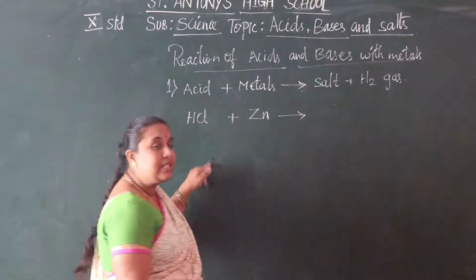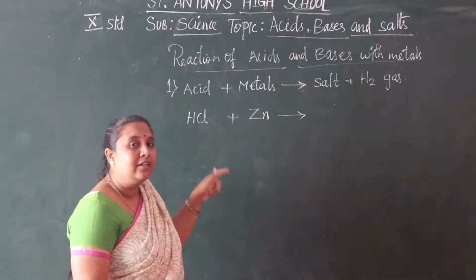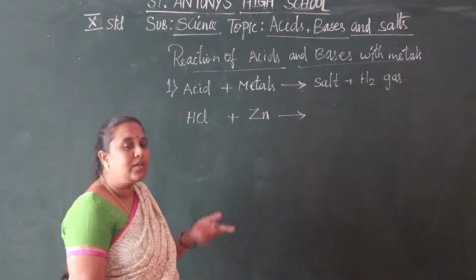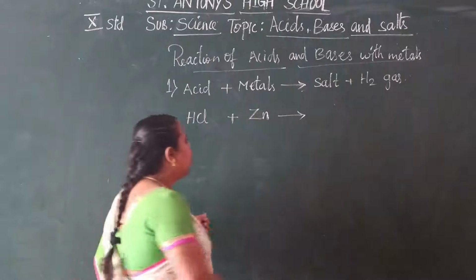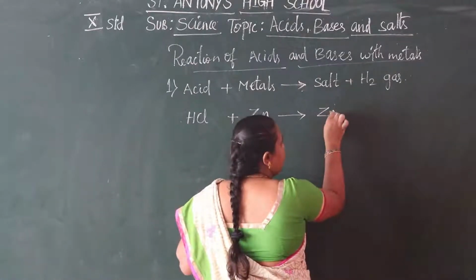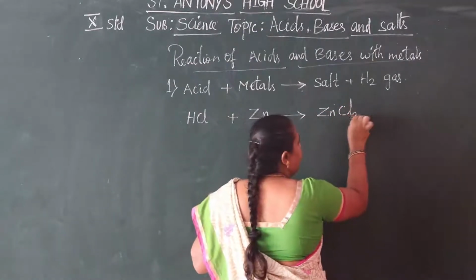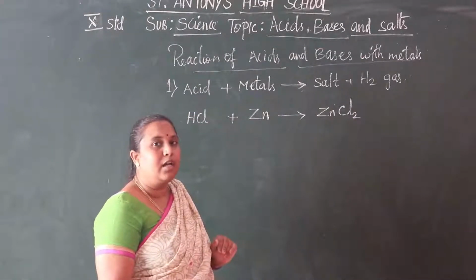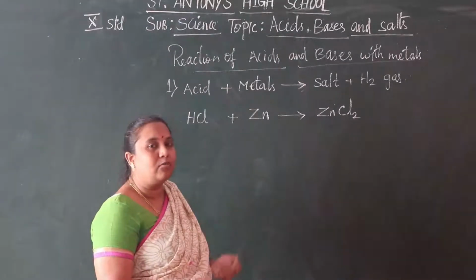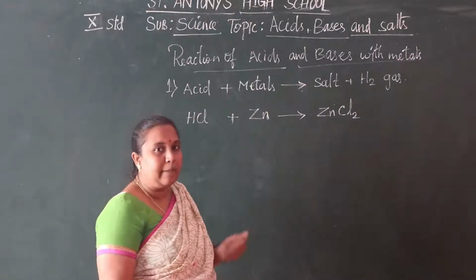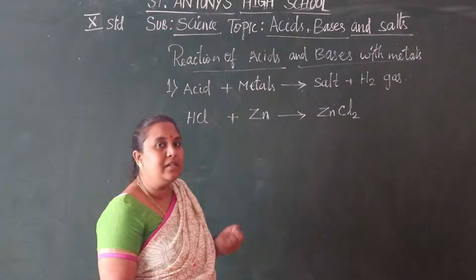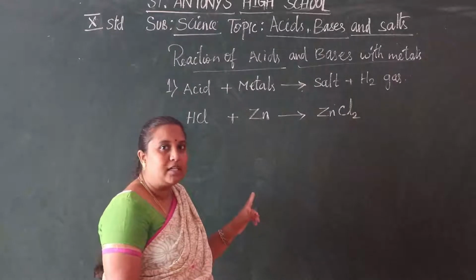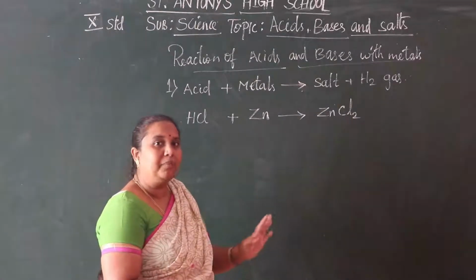What is the molecular formula of zinc chloride? Remember, children? Recall it. ZnCl2. See, how to write the molecular formula? The first letter of the symbol must be in capital, and the second letter must be in small. Don't write both in capital or both in small letters.